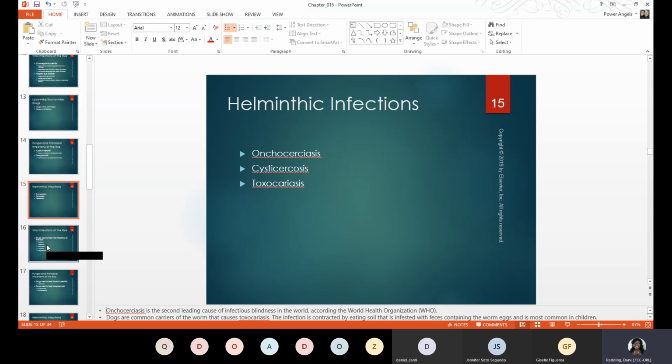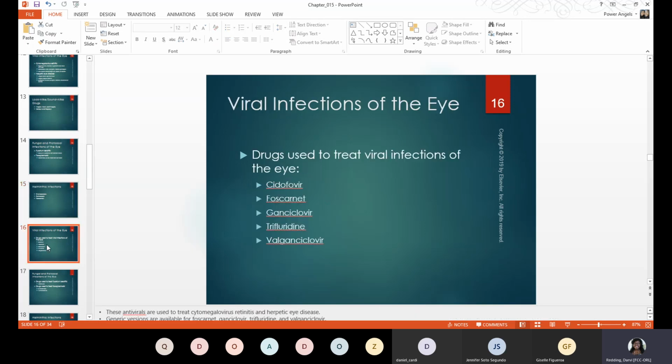So in learning about the infections of the eye, we'll continue learning about some of the medications that help treat the viral infections of the eye. Some of the drugs that are used for viral infections of the eye are Cidofovir, Foscarnet, Ganciclovir, and Valganciclovir.